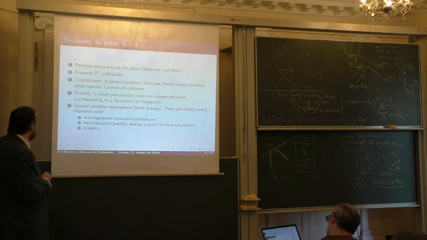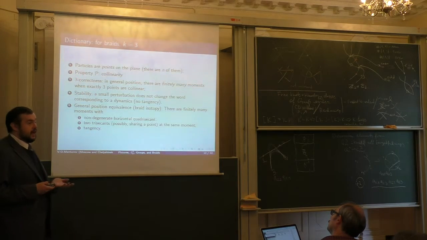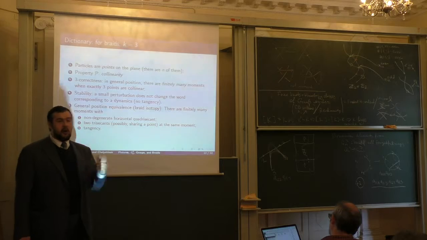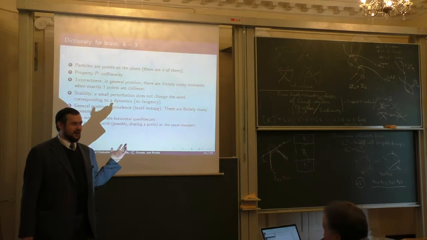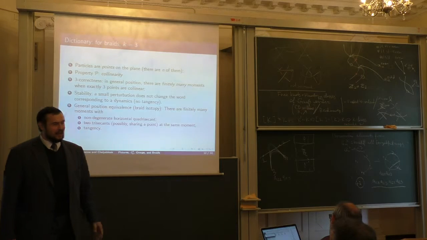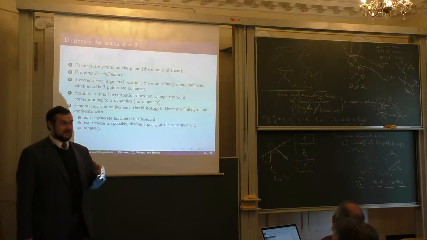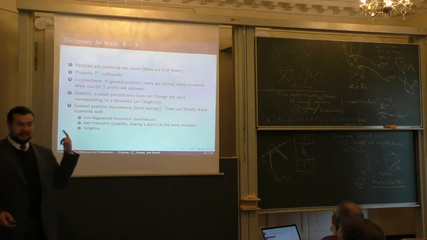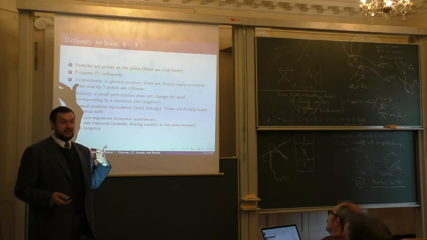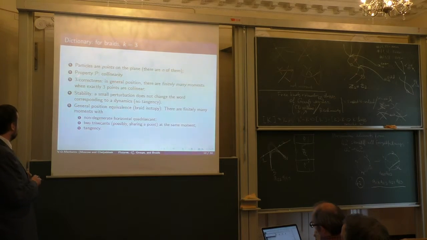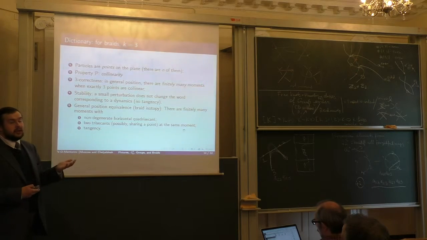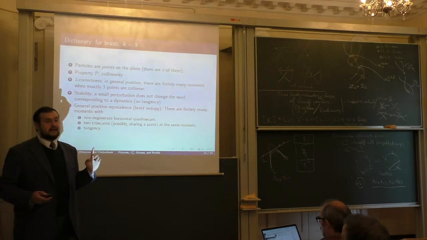Now, property P means collinearity. And for my case, 2 points are always collinear. 2 points are always connected by a straight line, but 3 points are on the same straight line in the case of codimension 1. So this is my property P, and K here is 3. Correctness means that in general position there are finitely many moments with exactly 3 points which are collinear, but not more, not 4 points.